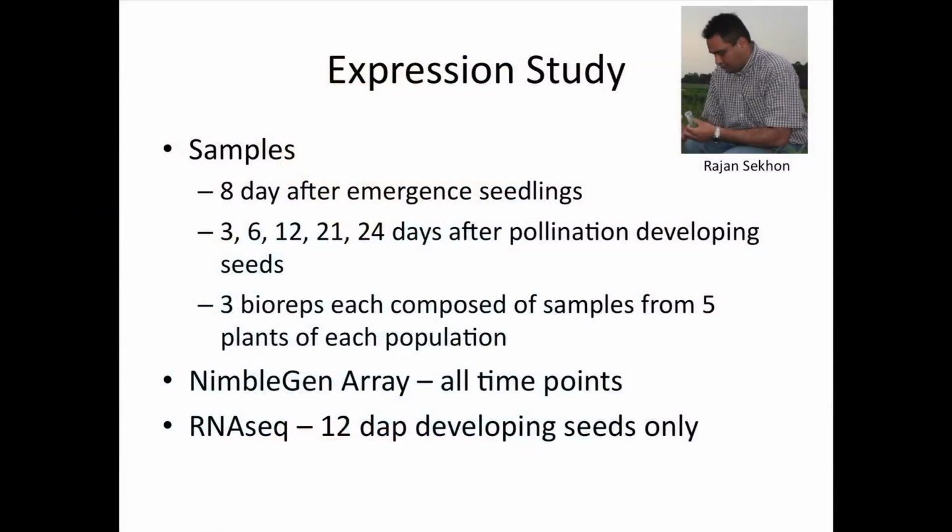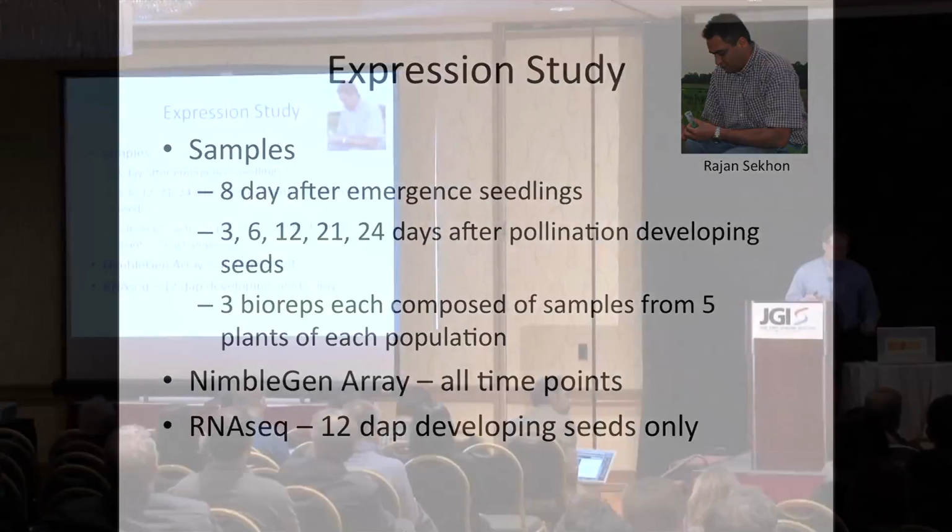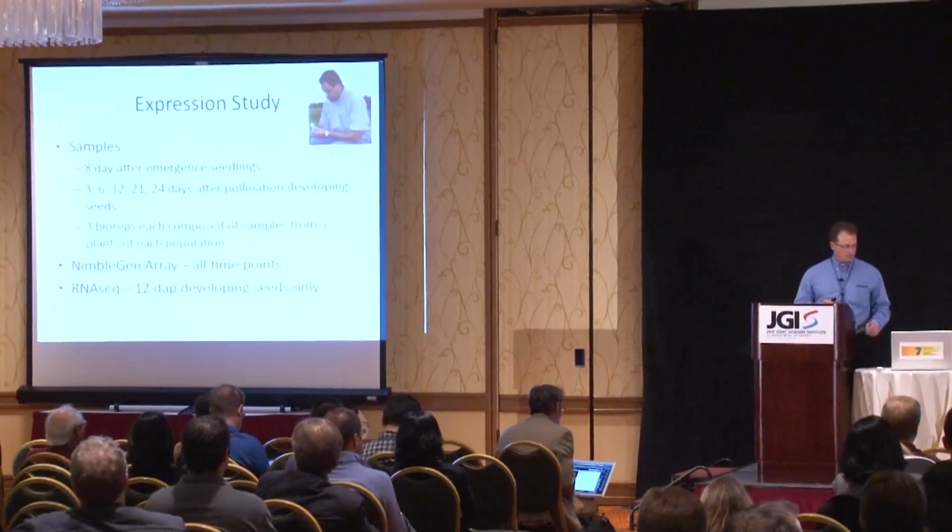So we did an expression study on this population. We looked at various samples. We looked at seedlings because of the difference in plant size in the population. And then we looked at developing seeds 3, 6, 12, 21, 24 days after pollination. And the data I'll show you was based on a microarray that had a large number of genes of maize represented.